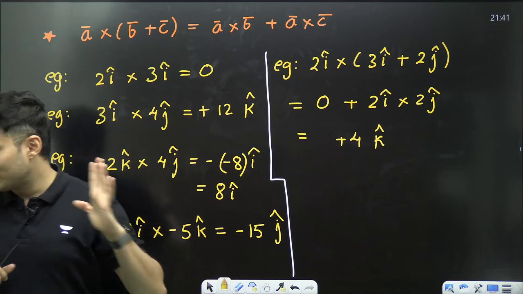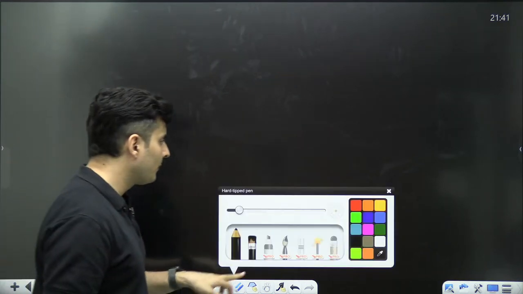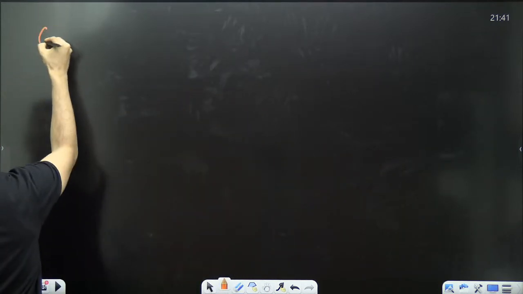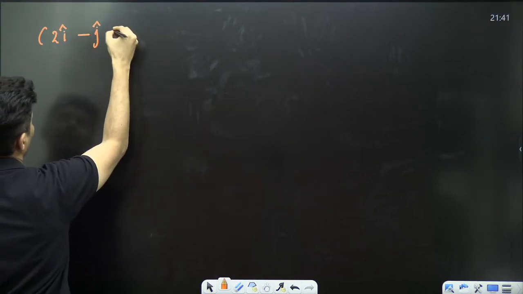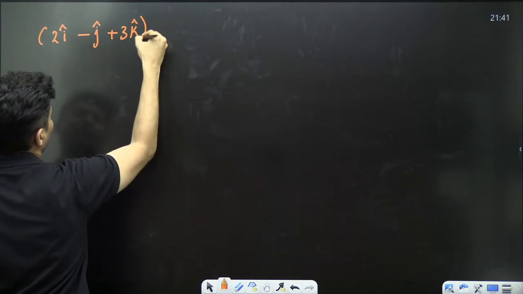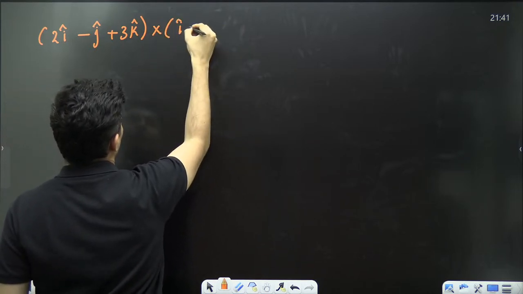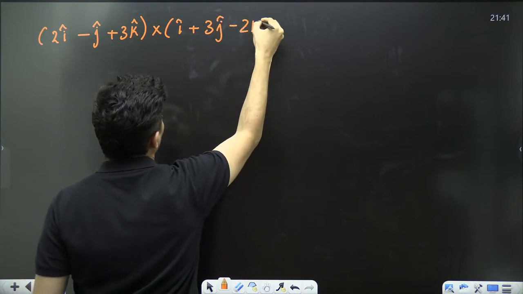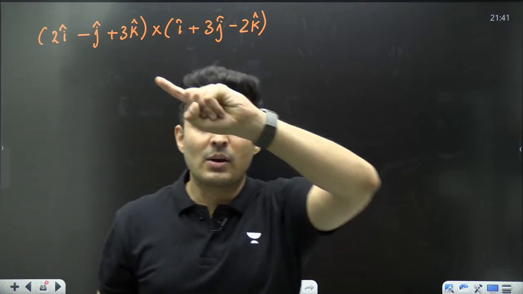You can watch the remaining part later on. Now you might be thinking, sir, what if it is a big scary question like this? (2 I cap minus J cap plus 3 K cap) cross (I cap plus 3 J cap minus 2 K cap). Imagine you have to do this. It will be so lengthy, no?